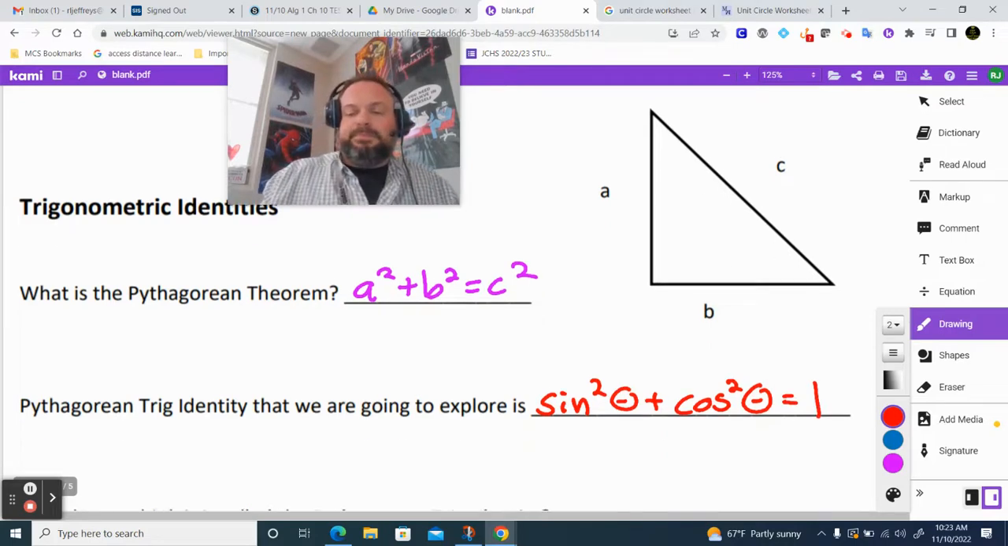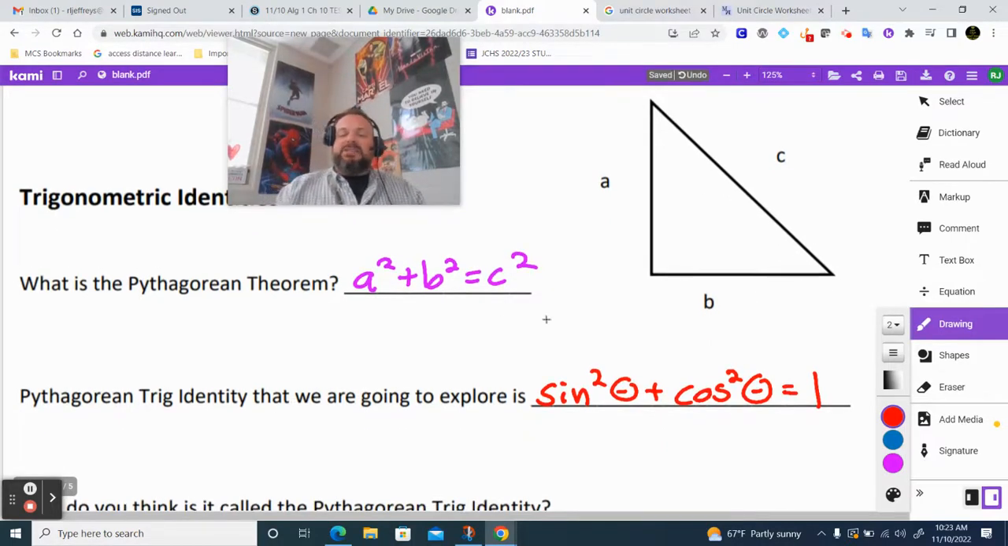Okay. That's sine squared theta. That's the best way I know how to write theta. You know, it's the 0 with the little dash in it. Some of y'all are looking at me like I'm speaking a different language. Okay. Ooh, voice crack, second puberty. Now, this is the one we're going to explore.